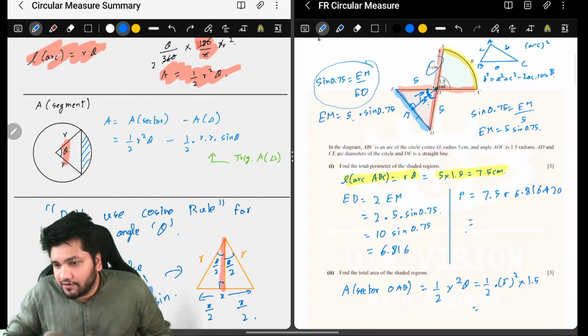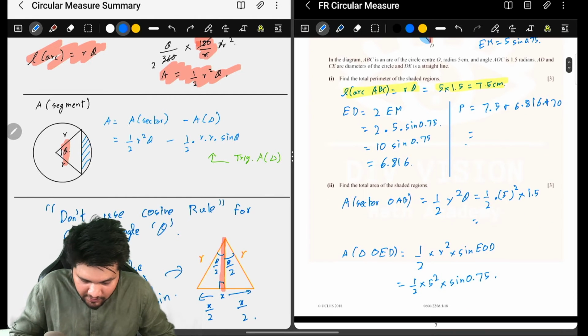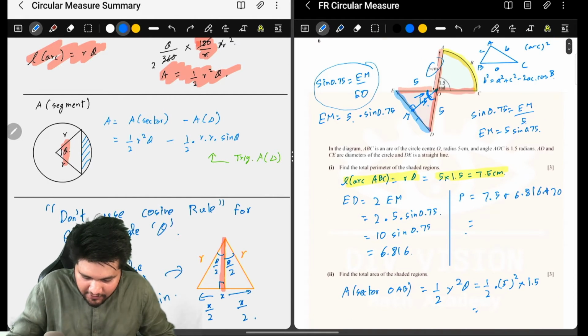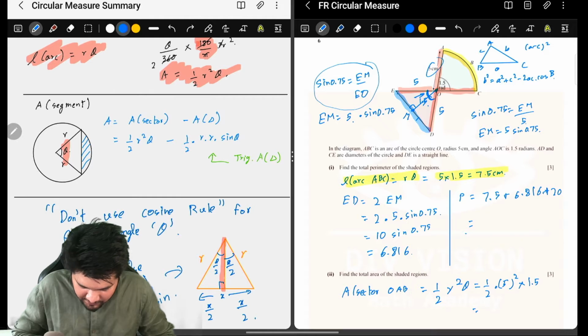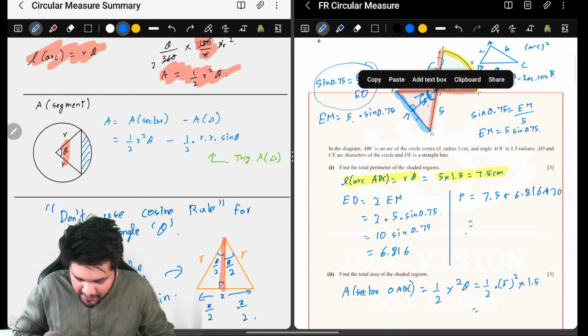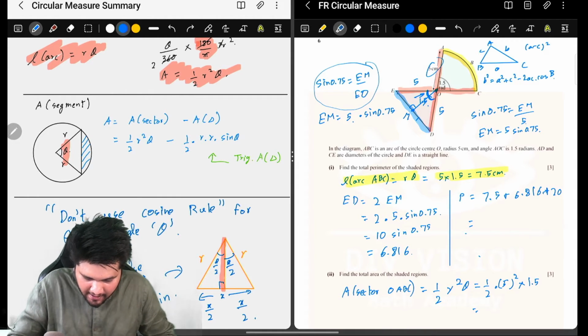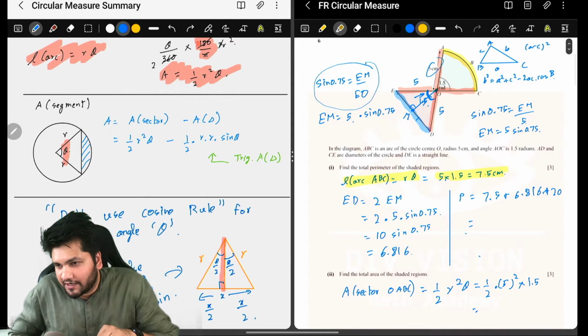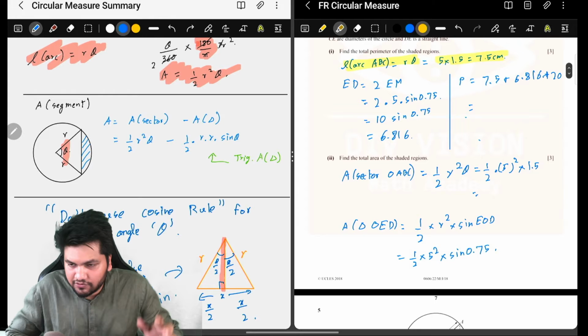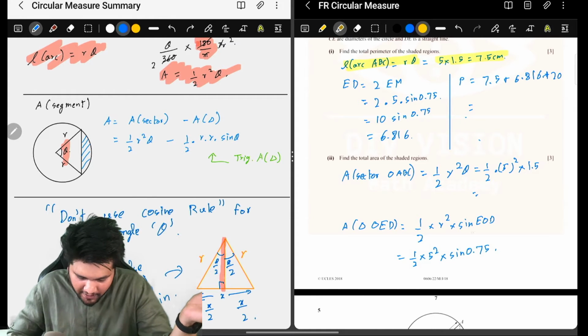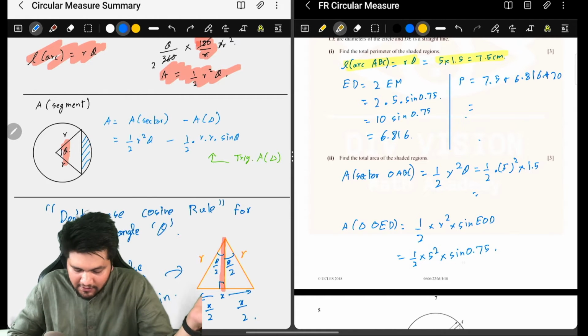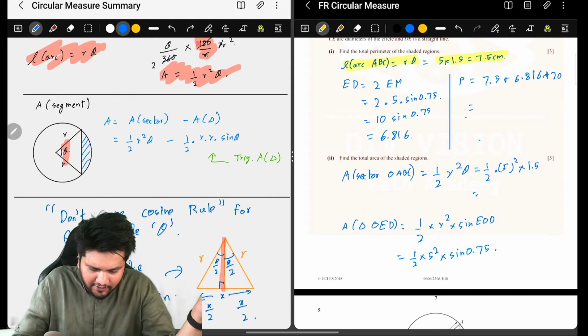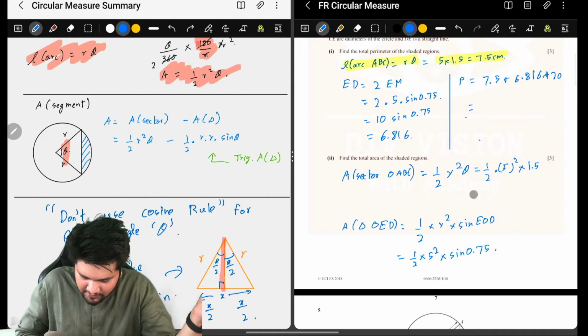If you talk about the area of the shaded region, this is going to be the area of sector OABC, which is half of r squared theta. Radius we know, angle we know, so we can find the area of the sector. And the area of triangle OED is going to be half of r squared sine of angle EOD, which is nothing but sine 0.75. Using a calculator we'll get the values.